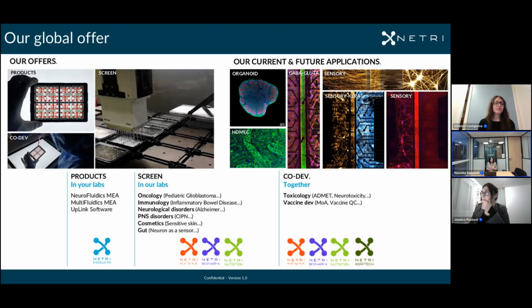And overall, in fact, we do produce our devices for the platforms, so we can sell those to our clients. But of course, because we have our own R&D biology laboratories, we also can perform screening services or even co-develop new models. And these models can range from, for example, sensory innervated skin, and of course, brain organoids, which is the topic of today's webinar.